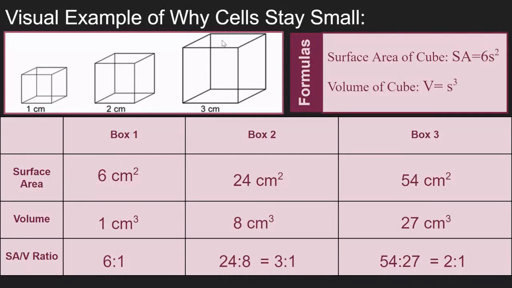So cells stay small so that they can have a better surface area to volume ratio, which makes it easier for materials like water or oxygen or carbon dioxide to get from the middle of the cell to the outside of the cell. So, the best, most efficient one there is the smallest one.